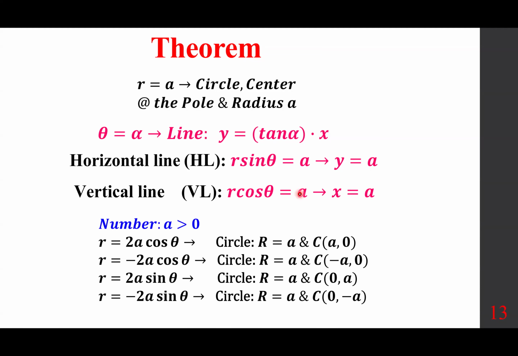What else did we learn? We are assuming a is positive. If r is 2a cosine theta or minus 2a cosine theta or 2a sine theta or minus 2a sine theta, if it involves that r and cosine or sine, it's a circle. Where is the center? In the case of a cosine, remember cosine corresponds to x, so it's along the x-axis. In this case, at (a, 0), in this case, at (-a, 0). Sine corresponds to the y. In this case, the center is at (0, a). In this case, it's at (0, -a).